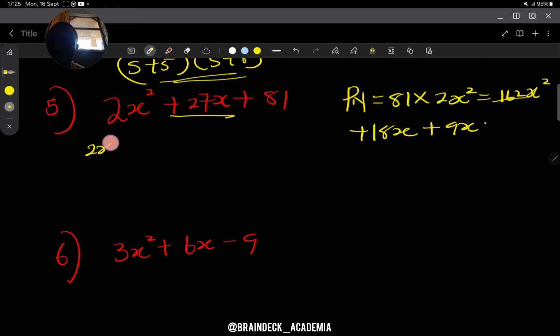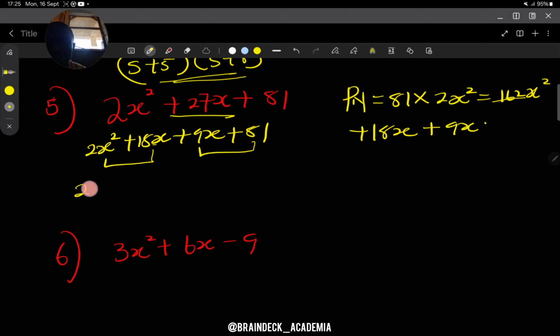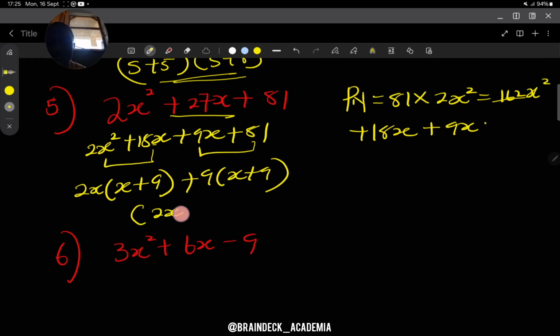So this will now be 2x squared plus 18x plus 9x plus 81. Factorize them separately as I taught you. The common factor here is 2x, not just x. I am left with x plus 9. The common factor here is 9, bracket x plus 9. You can see they're similar. Pick the one outside first, 2x plus 9. Then pick another similar one beside it, and that is your answer.